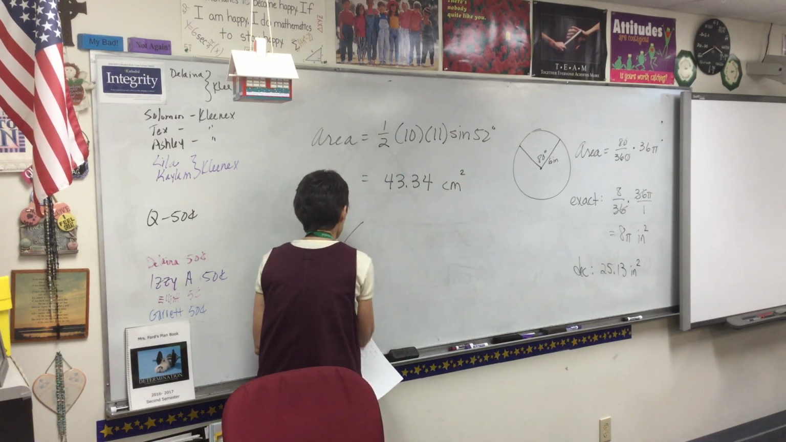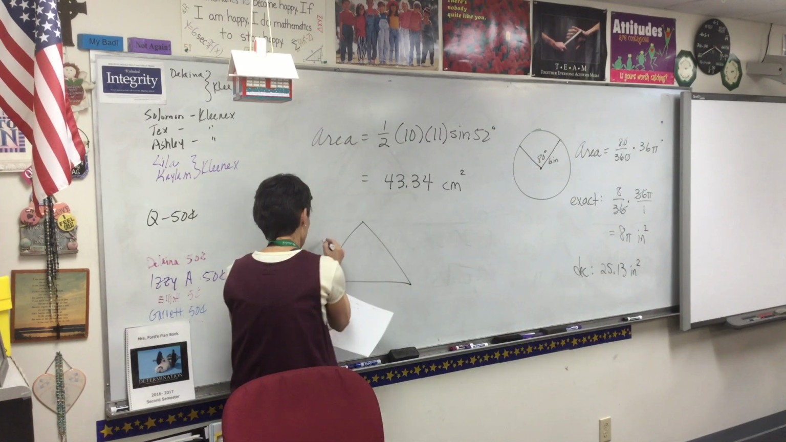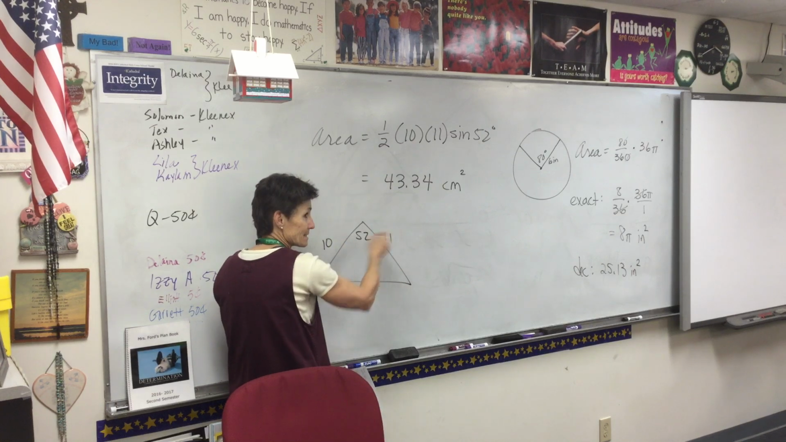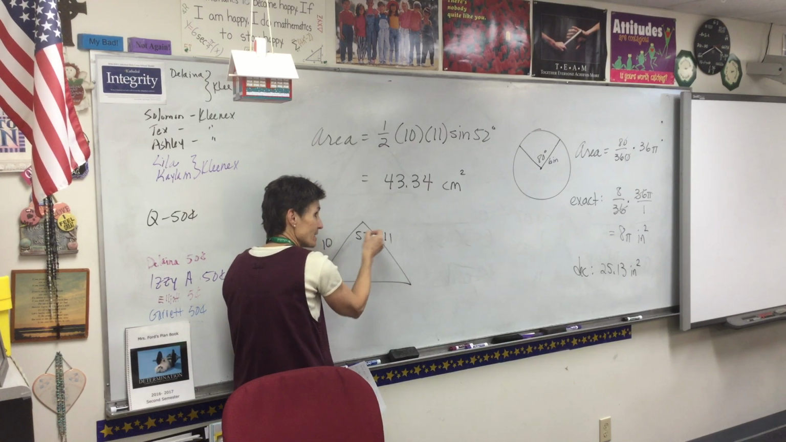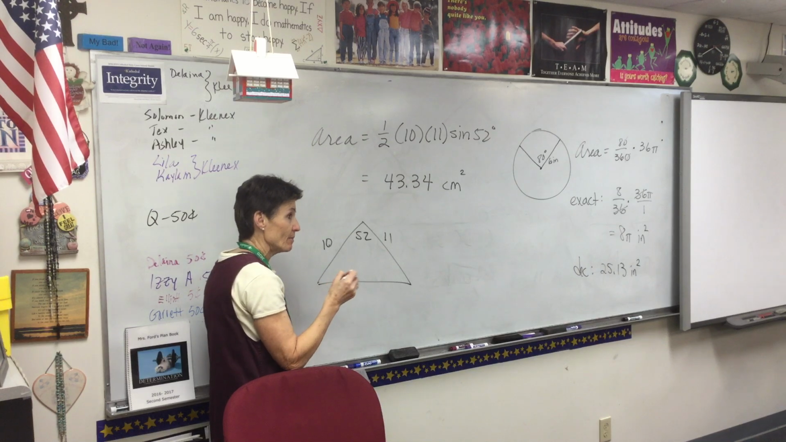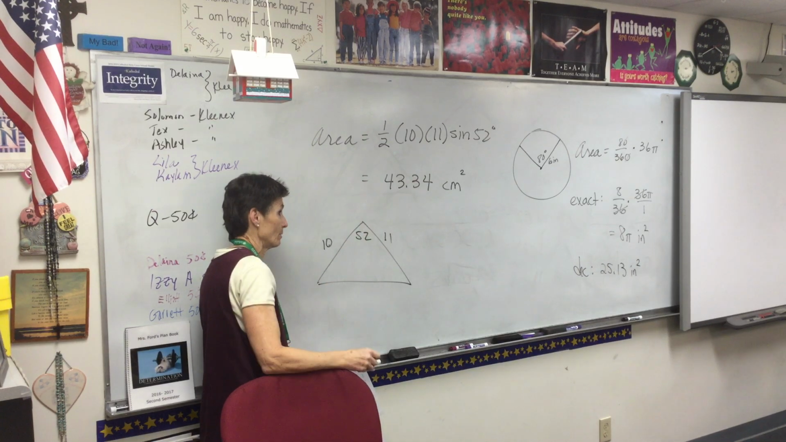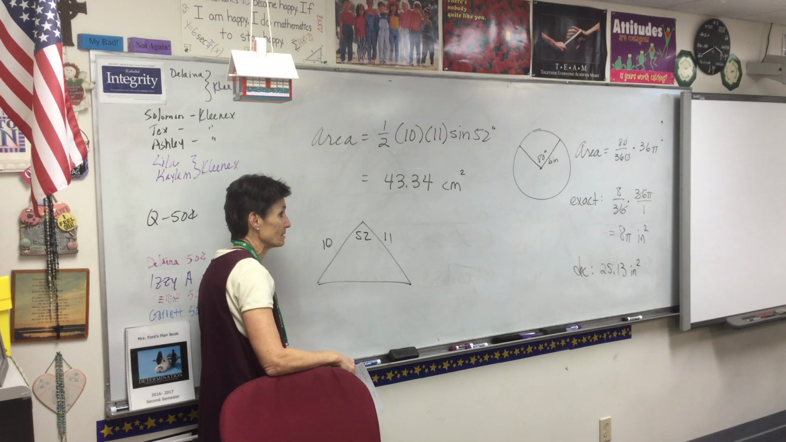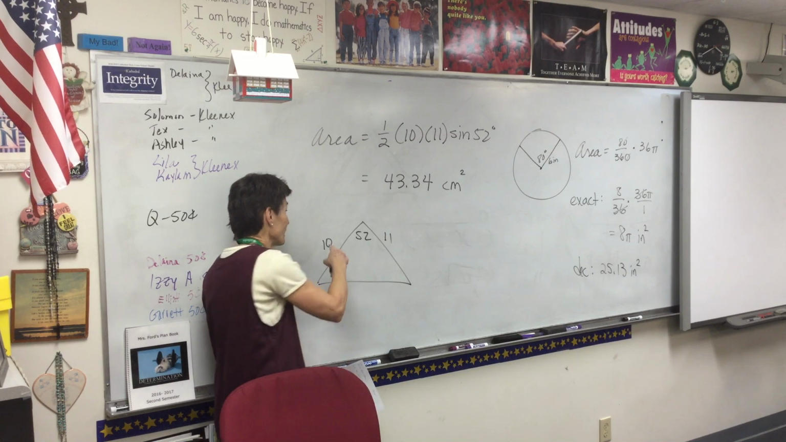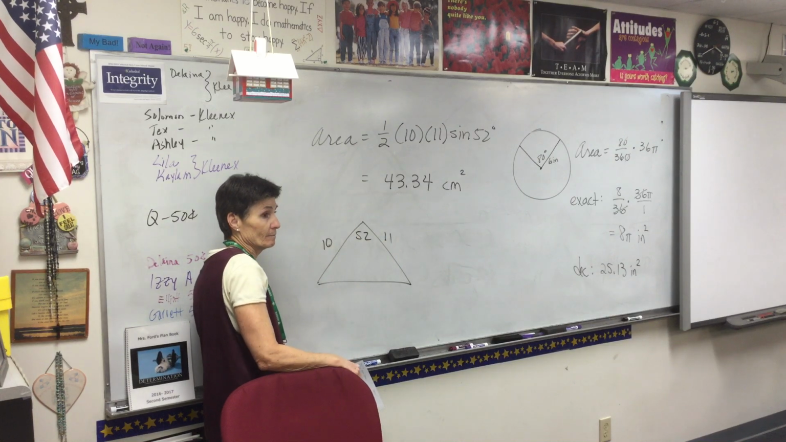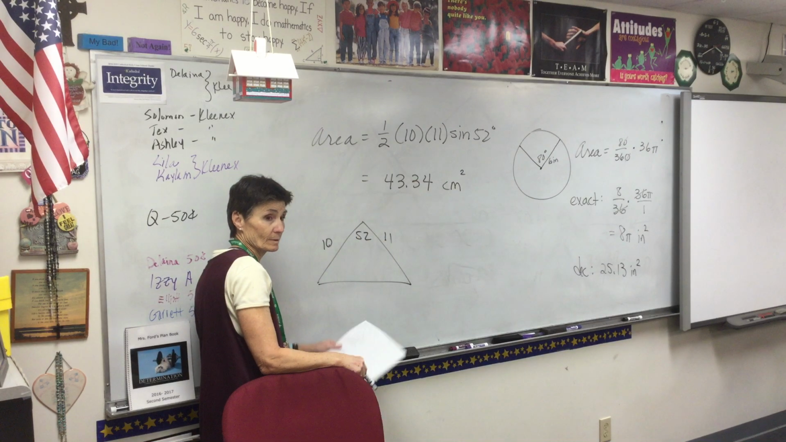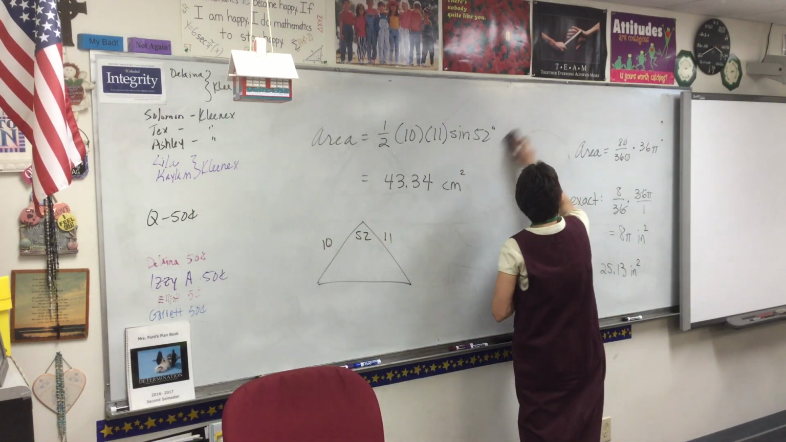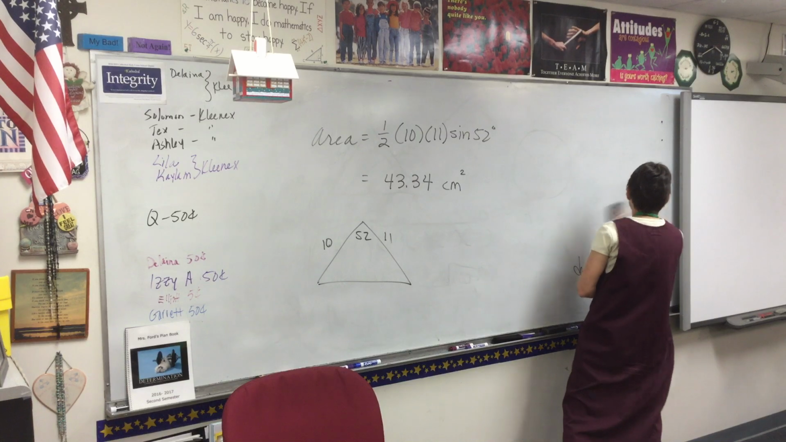And again, kids, that's because the given information was this. You had 2 sides and the included angle. That is the best case scenario. You won't always have that, but when you do, oh my gosh, 1/2 side, side, sine. All right, next one, another triangle.